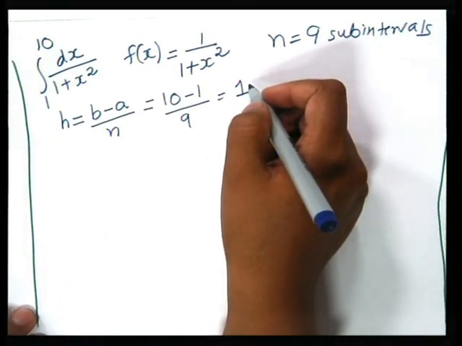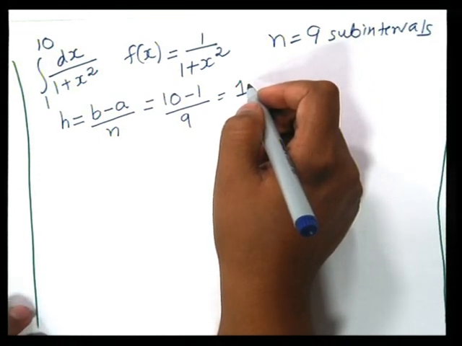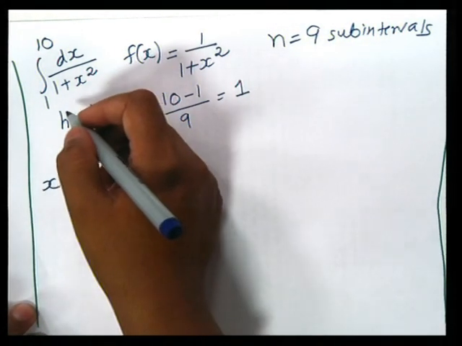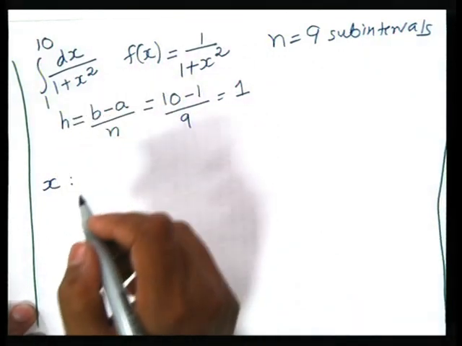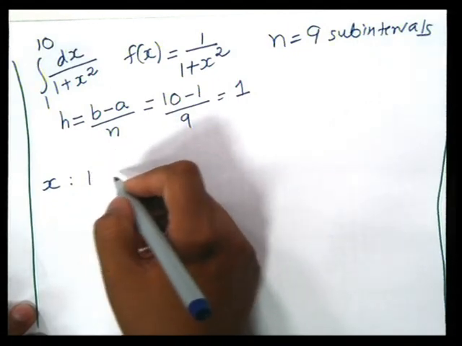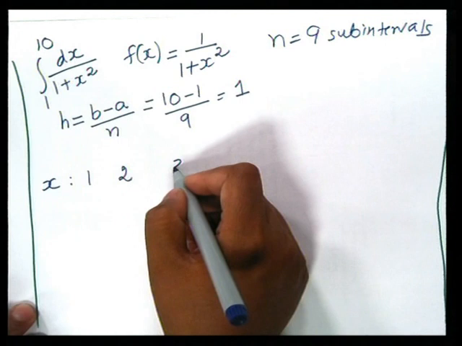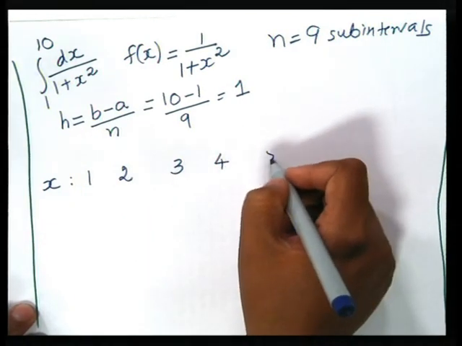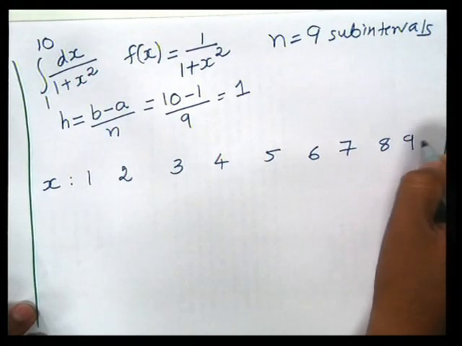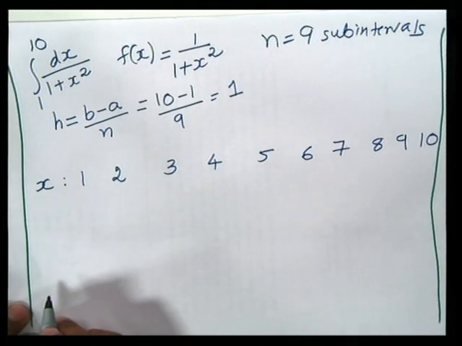Now let us tabulate the values of x and y is equal to f of x. X begins with the lower limit 1 and the step size which we are taking is 1. So the first number will be 1. The next, keep on adding 1, so you will be getting 2, 3, 4, 5, 6, 7, 8, 9 and 10. So 10 values you will be getting.